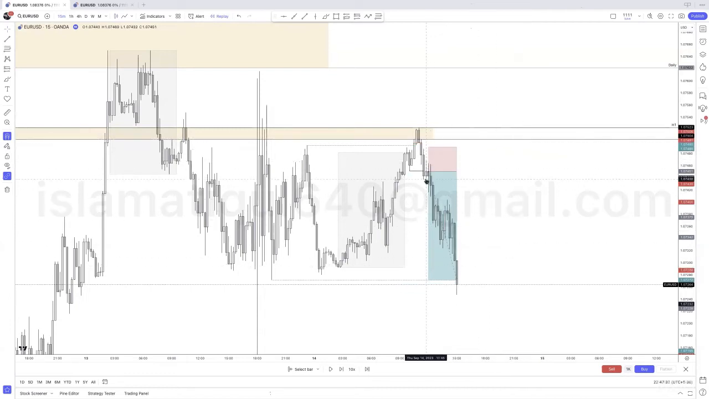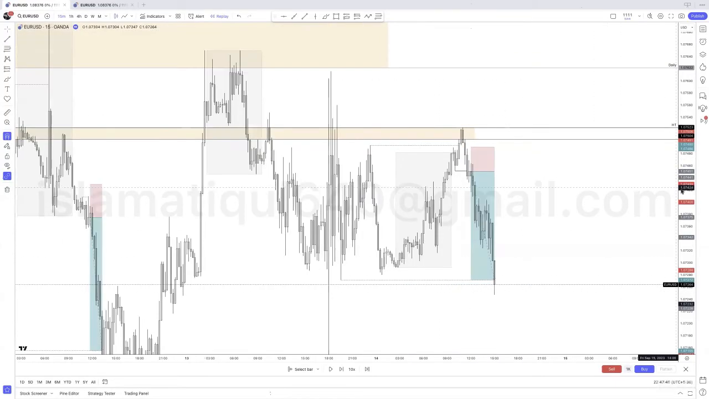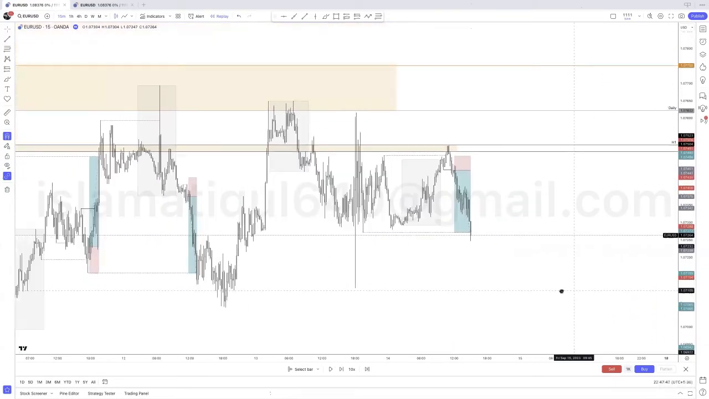So that would have been a safer entry. Now this one, we were lucky. It moved up, it rejected, we entered again. But sometimes, right after this breakout, the momentum kicks in and it starts to melt, and we will miss the entry. So this is what it is.